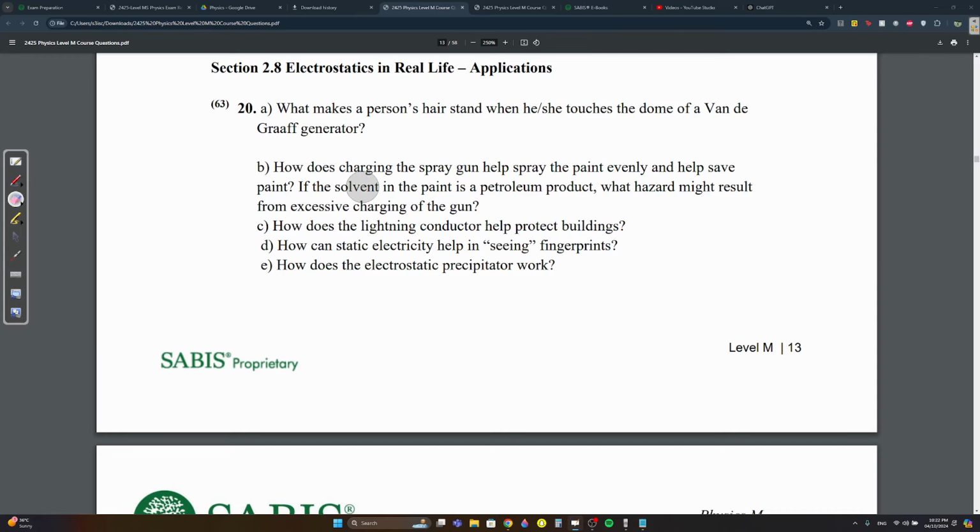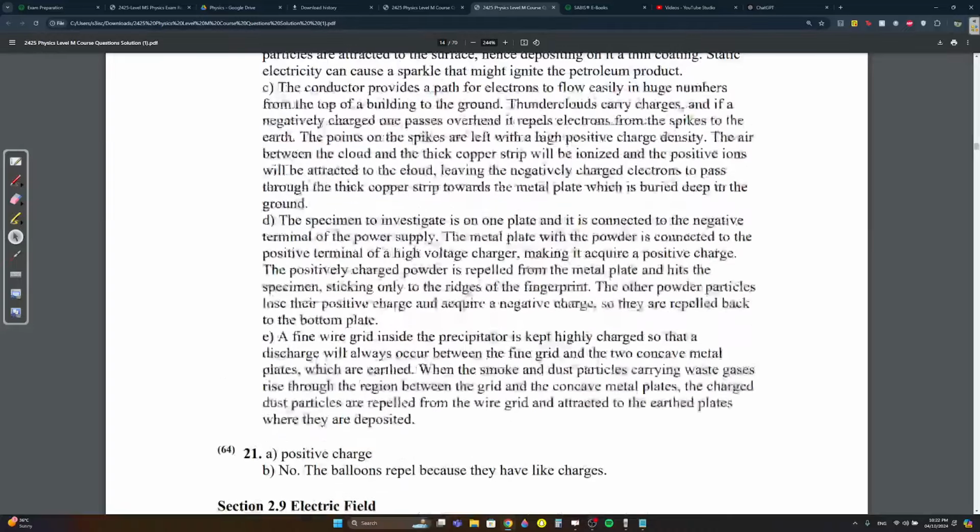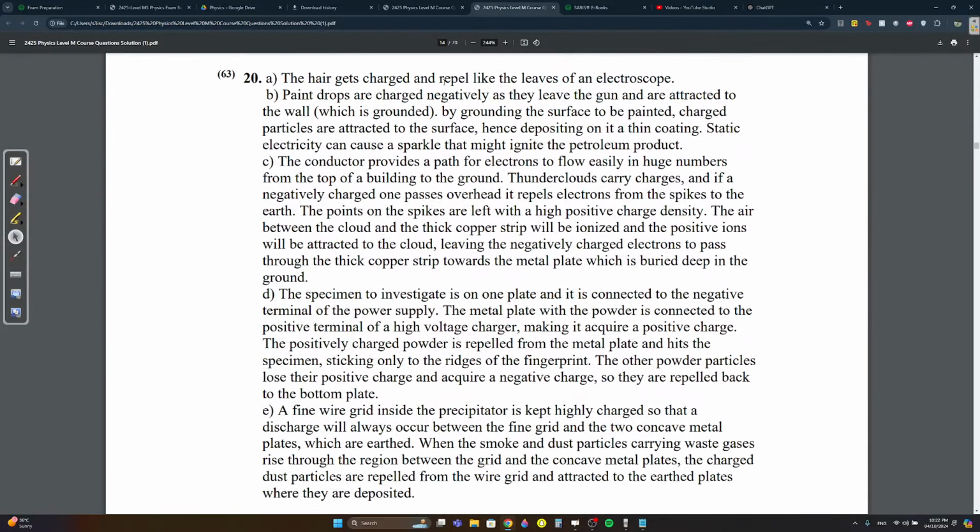How does charging the spray gun help spray the paint evenly and help save the paint? The solvent in the paint is a petroleum product. Okay, let's just read that. I'm going to read this because it was mentioned in the book, but it's not in the quiz, so maybe it will come up in the quiz revision. Paint drops are charged negatively as they leave the gun and are attracted to the wall, which is grounded and positive. By grounding the surface to be painted, charged particles are attracted to the surface, depositing on it a thin coating. Static electricity can cause a spark that might ignite the petroleum in the product.